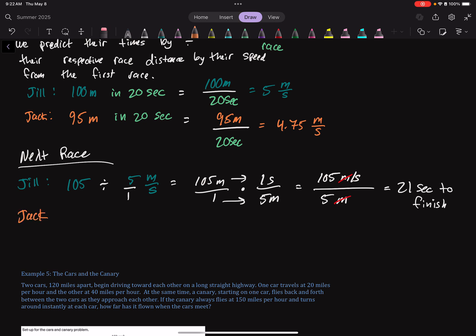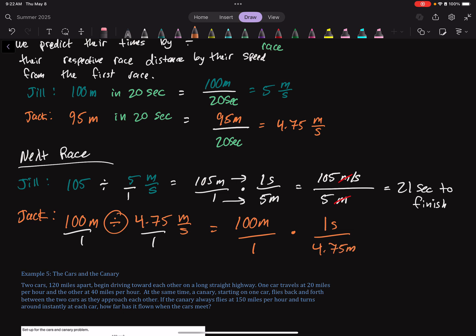Jack is still only running 100 meters. He hasn't changed positions, so Jack is still only running 100 meters. And Jack runs at 4.75 meters per second. Because we have meters per second, that is technically a fraction, so we keep, change, flip. Remember, there's always a 1 under everything. So we keep the first one exactly the way it looks. That's 100 meters over 1. We change the sign in the middle to multiplication, and we flip the last one. So it'll be 1 second over 4.75 meters.